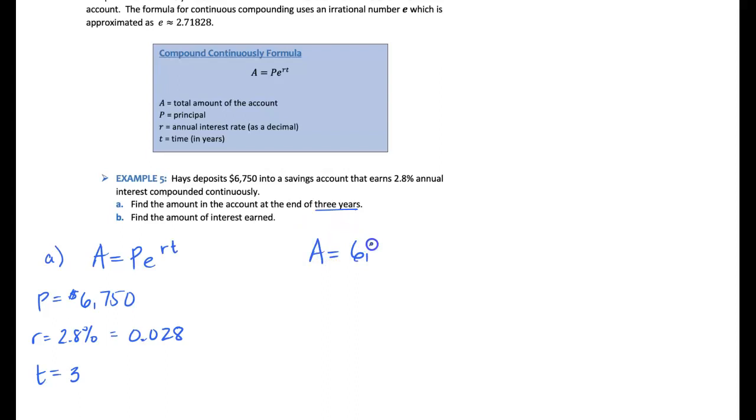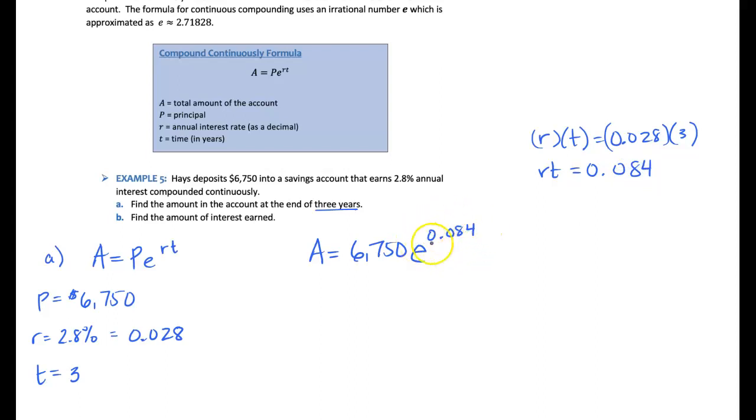P for principal, 6,750. e is that irrational number. And in the exponent, we need r times t. I'm going to go ahead and calculate that here first. r times t is going to be 0.028 times time of 3 years. So our exponent of r times t is going to end up being 0.084. And I'm going to fill that in, 0.084 as the exponent.